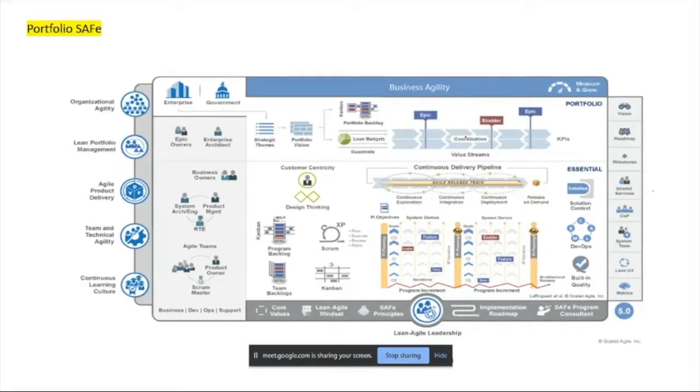Portfolio SAFe. The Portfolio SAFe configuration is the minimum set of competencies and practices that can fully enable business agility in the lean enterprise, as indicated by the blue Business Agility bar at the top. And be mindful, there is always a question about this in the exam. This bar also includes a link to Measure and Grow, which is right here, and that is important as well. For guidance on conducting SAFe business agility assessments, Portfolio SAFe provides 3 additional competencies beyond the 3 core competencies of Essential SAFe. So again, these 3 are added. In Essential, we had this, and this is always common.